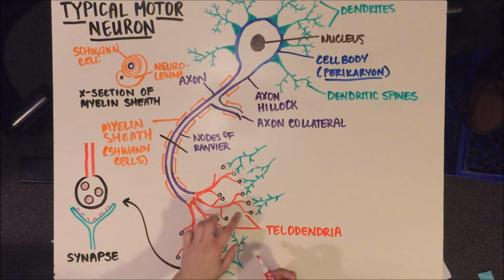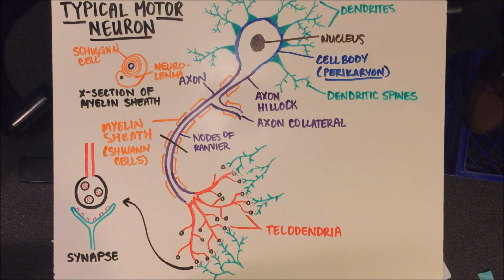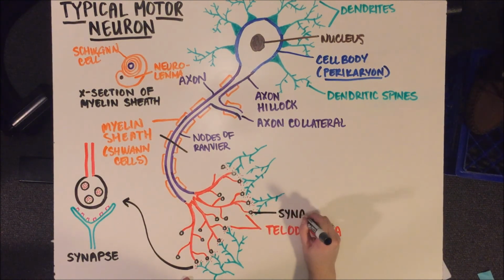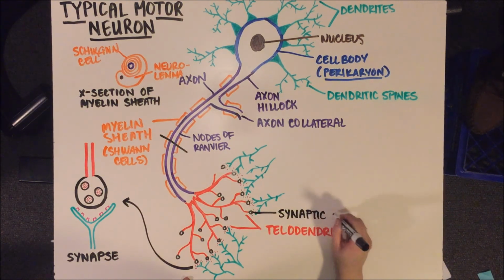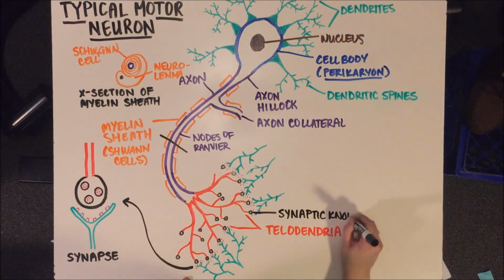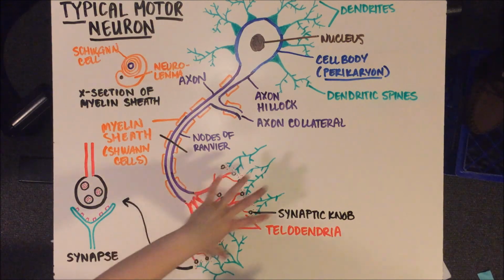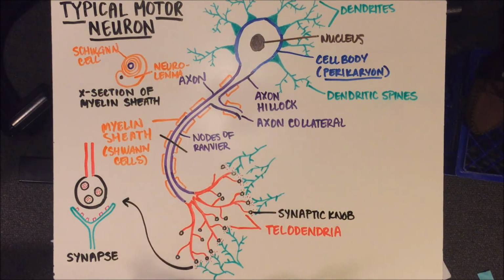So these are telodendria. Each one at the very end has what we call a synaptic knob. And the synaptic knob is eventually where neurotransmitters are going to exit the neuron into the space between two neurons known as the synapse. So there's this space right here.